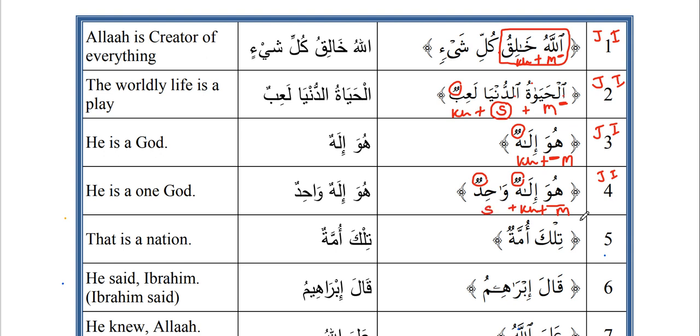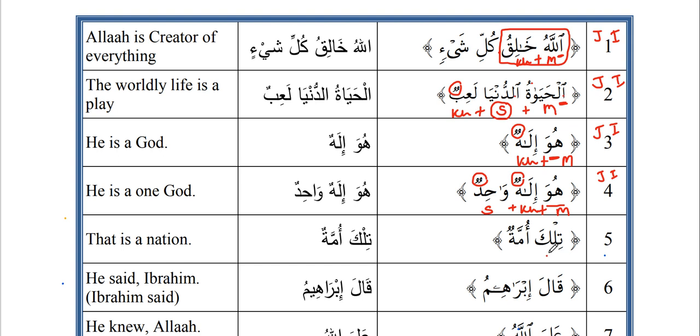Sifa is coming for the khabar here. Here, what was happening? Sifa was coming for mubtada. All right, so these two are really very good examples of sifa. And now we have tilka ummatun. Now tilka is a demonstrative pronoun. Still, it is under the category of noun.